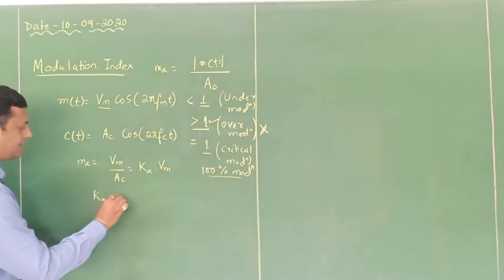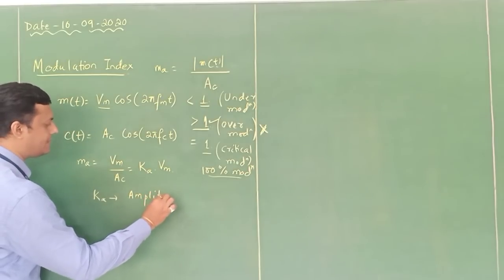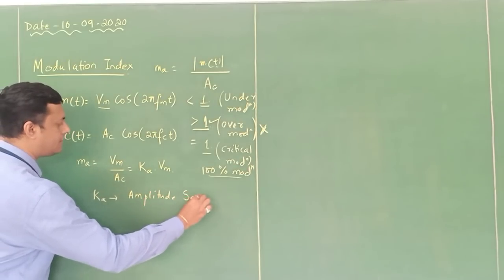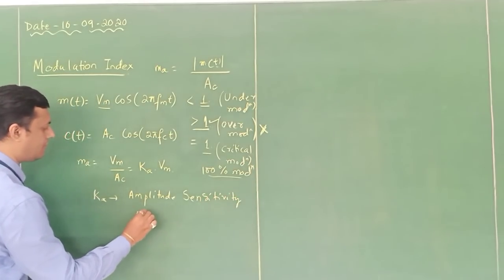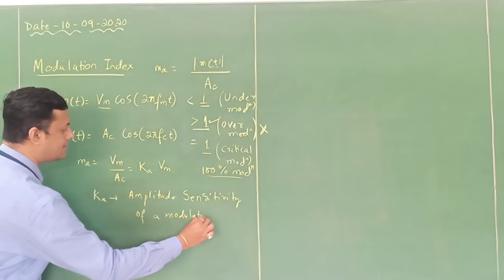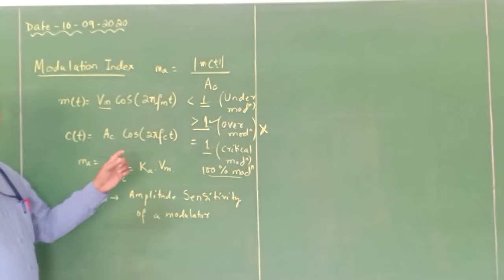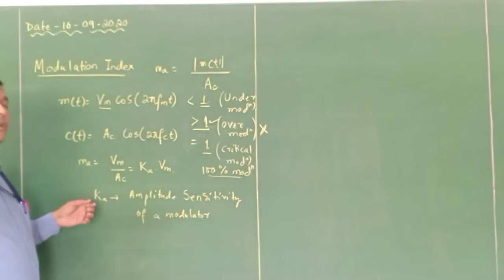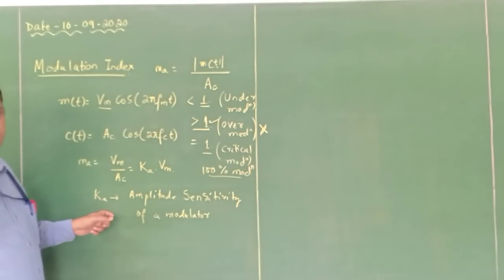But this k suffix a is called amplitude sensitivity of a modulator. Okay, this is the amplitude sensitivity. K suffix a is called amplitude sensitivity. When you deal with frequency modulation, it will become k suffix f, that is called frequency sensitivity. Similarly, in phase modulation, we can write k suffix p for phase sensitivity.